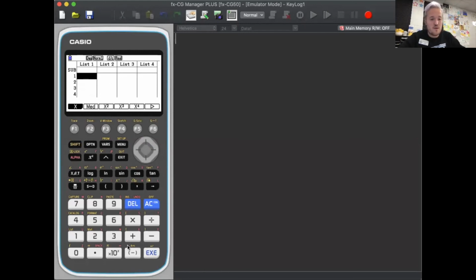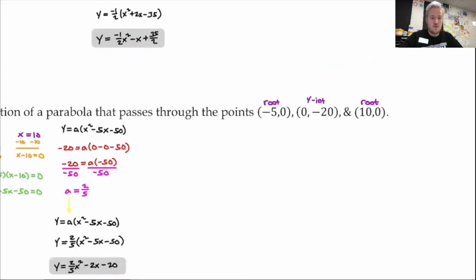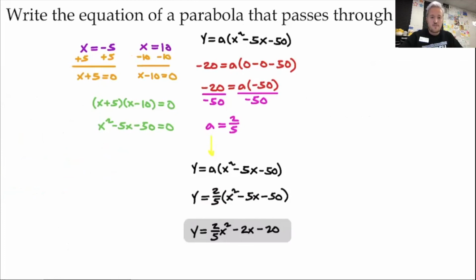So I have -5, 0, and 10 for my x values. Then I have 0, -20, and 0. So once again, I'm doing a regression model for x squared. So here's my points. So I have 0.4, -2, and -20, which match my original equation. All right, so we're good to go on this one.